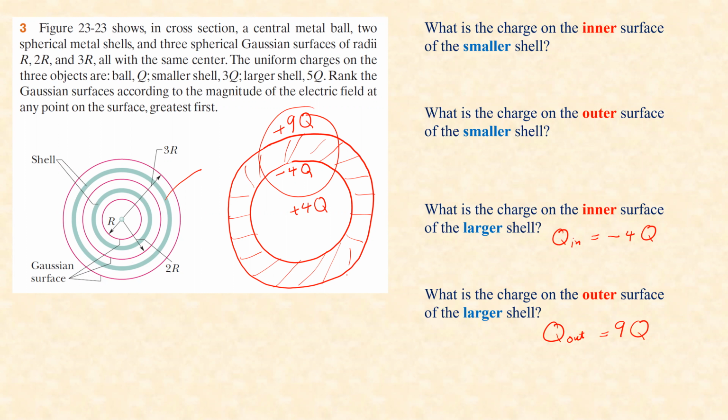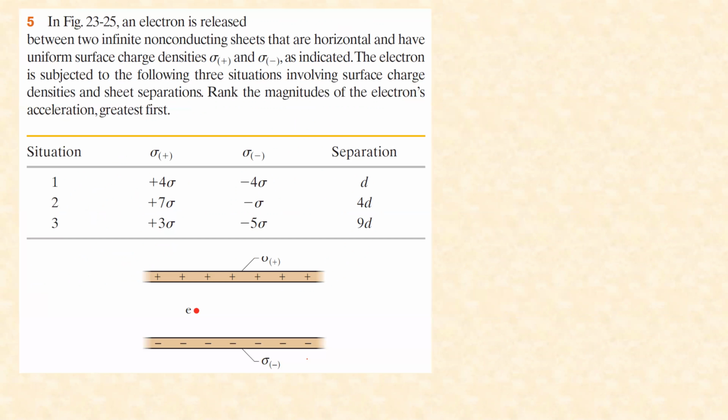I hope that's clear. So let's move on. Here we have an electron released between two infinite non-conducting sheets that are horizontal and have uniform surface charge density sigma plus and sigma minus, as indicated. The electron is subjected to the following 3 situations involving surface charge densities and sheet separation. Rank the magnitudes of the electron's acceleration, greatest first.